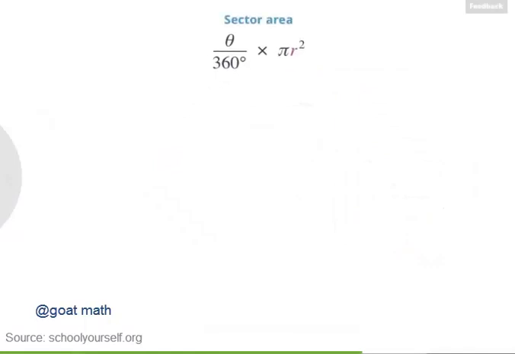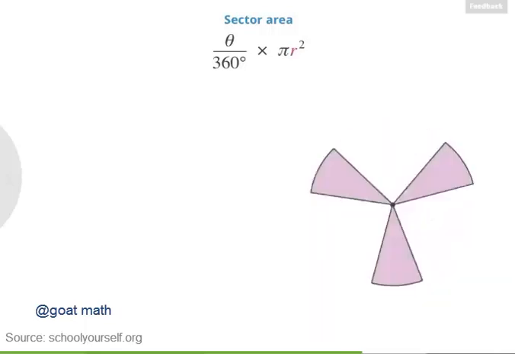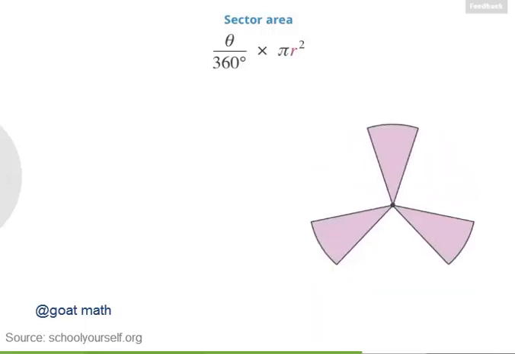Let's try applying this formula to a real-world example. Suppose you have a propeller with 3 blades and you want to calculate its area. You might want to do this when figuring out how much force your propeller can generate. When you measure the blades, you find that they each have an angle of 30 degrees. And the radius of the propeller is 4 meters.